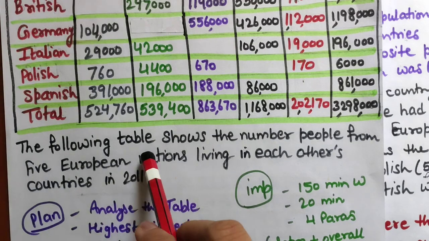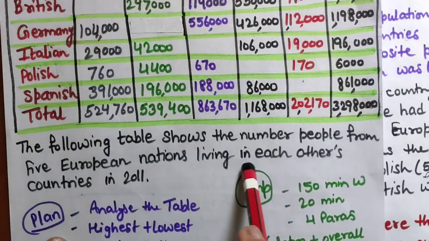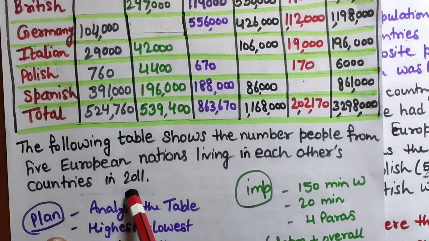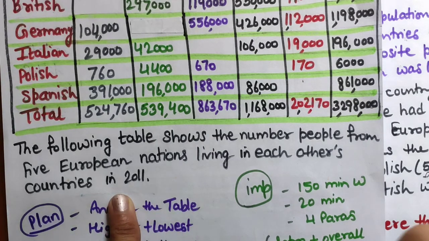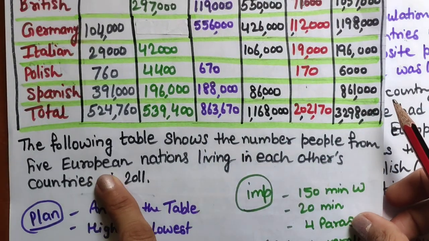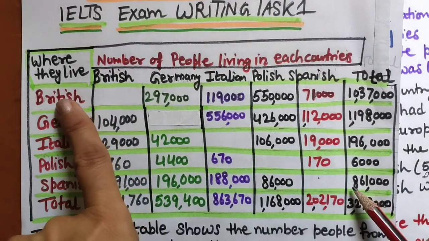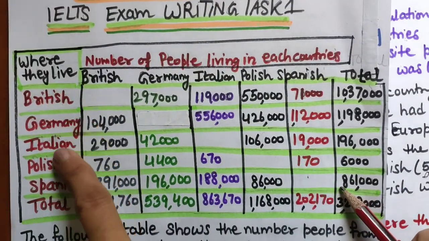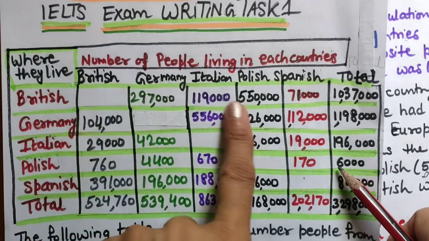The following table shows the number of people from 5 European nations living in each other's countries in 2011. So it means this is past tense. Here it shows the number of people from 5 European nations living in each other's countries. These are the countries, and these people are living in these countries.